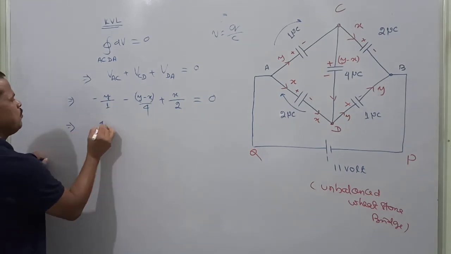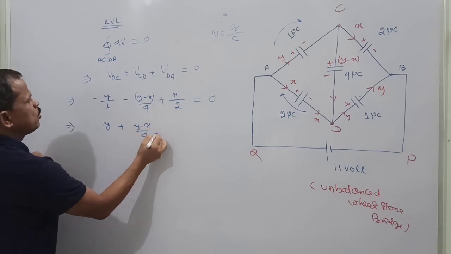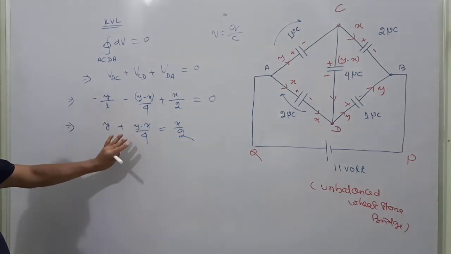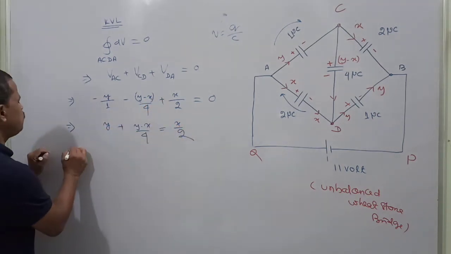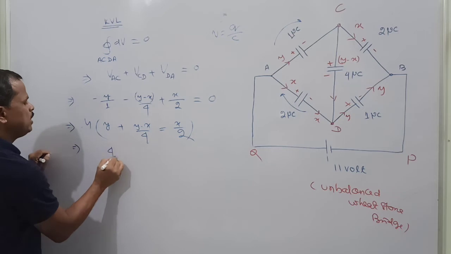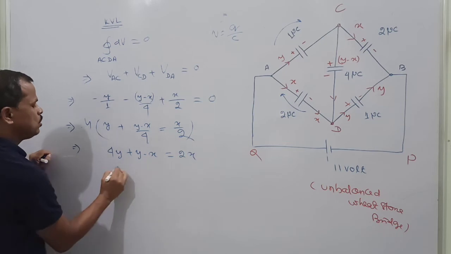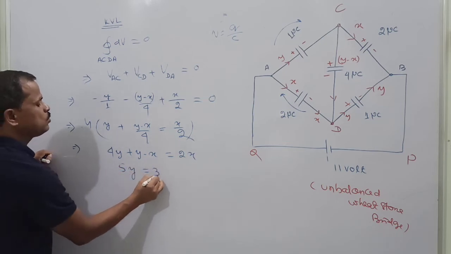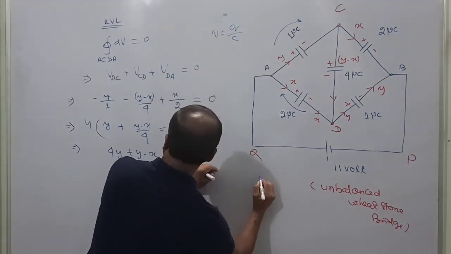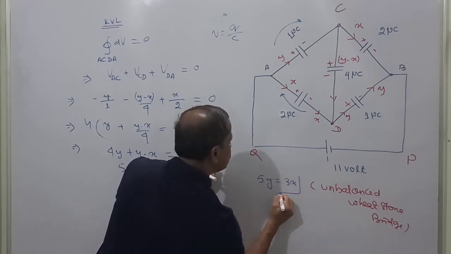Now to solve this problem: y plus y minus x by 4 is equal to x by 2. Now multiply by 4 everywhere, the entire equation. So it will be 4y plus y minus x equal to 2x. So 5y is equal to 3x. Equation number 1 is over, which I am writing here to note down: 5y is equal to 3x.